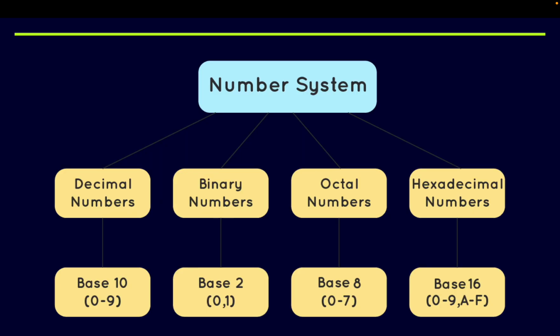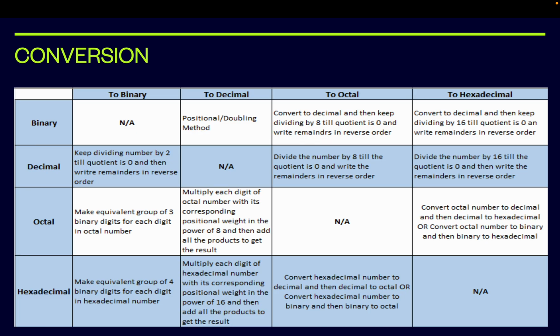As humans we understand the decimal number, but the CPU or the computer understands binary and hexadecimal numbers. So it is very important to learn how this conversion takes place. This chart explains how the conversion takes place. I am going to explain a few of them. If we want to convert any decimal number to binary, we will simply divide it by 2 till we get the quotient 0, and we will write all the remainders in reverse order. Then we get our answer in binary form.